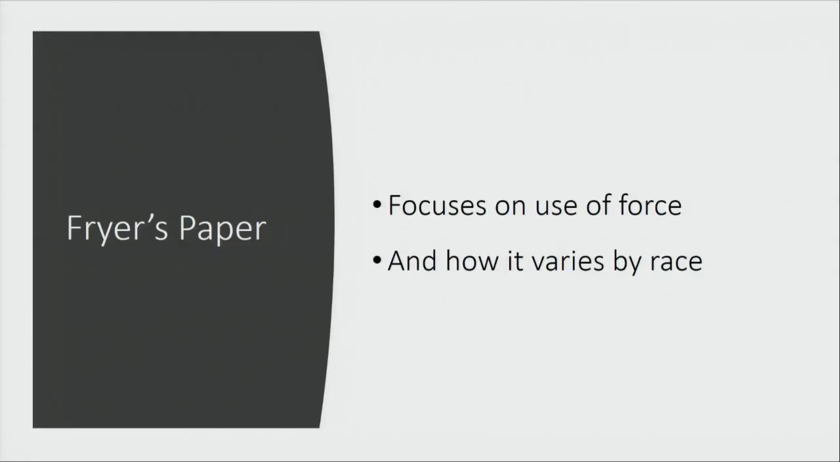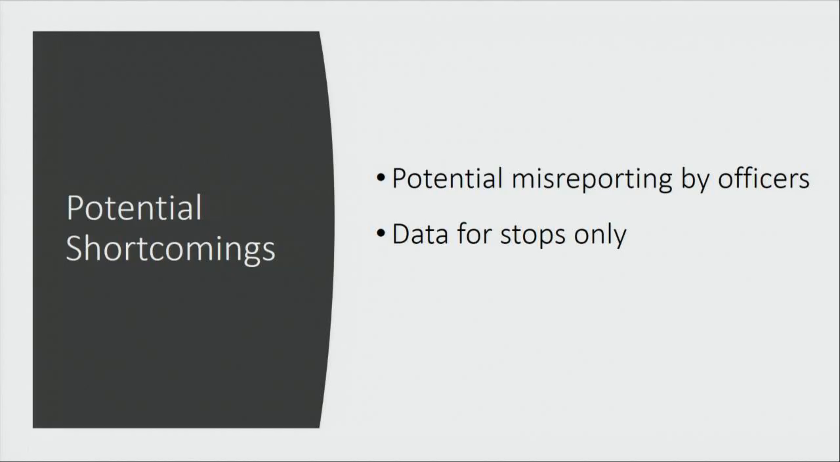In fact, Fryer's paper addresses the issues by focusing on use of force by the police and how it varies by race. We found potential shortcomings in the data at the high level. For example, the police race is not specified in the data set. And we only account for people who have been stopped in the past, so we don't know about others.